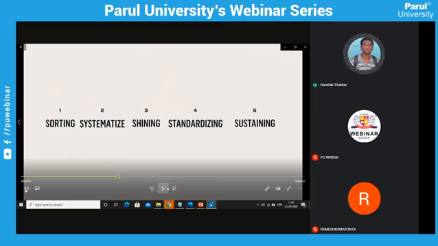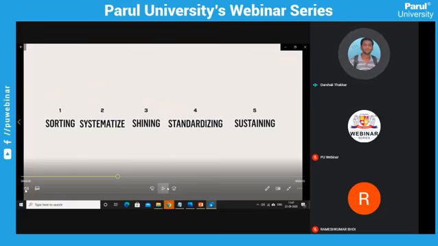The third one is shining. It is cleaning, but not just cleaning, and we can't say it's just housekeeping. Clean your workplace so we can identify abnormalities very easily. Right. And the fourth one is standardization. After doing these 3 processes, sorting, set in order, and shining or cleaning, we have to standardize all this work so we can repeat it in the same manner every time, or everyone can do it in the same manner. So standardization is very important.